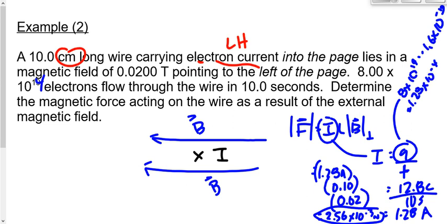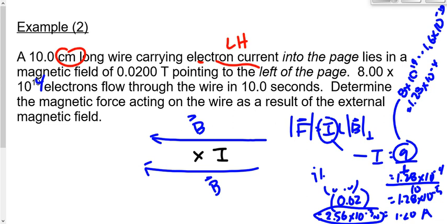Which we're going to divide by 10, which should give me 1.28 times 10 to the minus 5, which we're now going to multiply by L times B. So now let's say 1.28 times 10 to the minus 5 times 0.1 times 0.02, 2.56 times 10 to the minus 8. Is that what you get there? Okay.